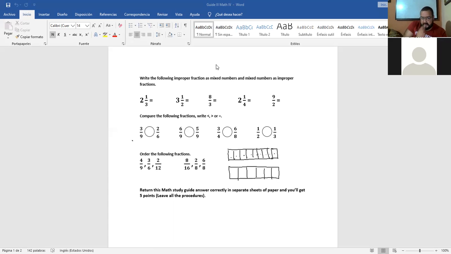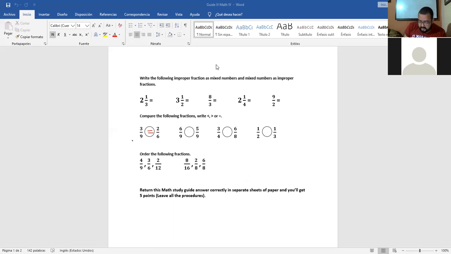The first one is colored in 3 parts. 3 parts out of 9. 1, 2, 3. And the one below is only colored 2 parts. As you can see, both have the same part of the rectangle colored. So the answer is going to be equal. Let me erase these rectangles. Remember, stop the video so you can draw the rectangles.